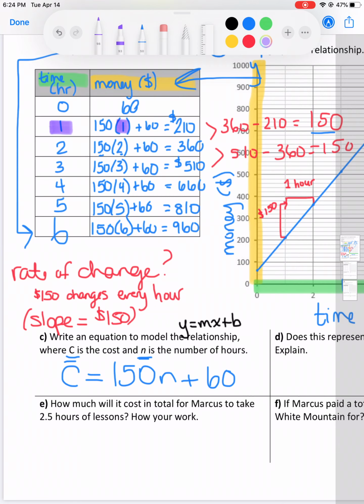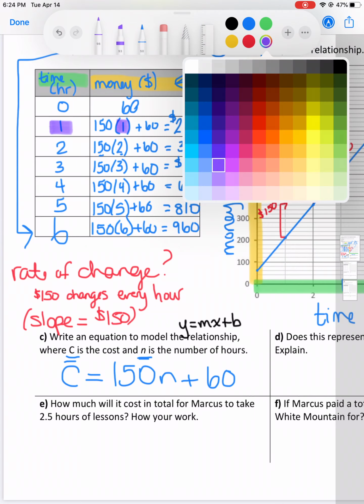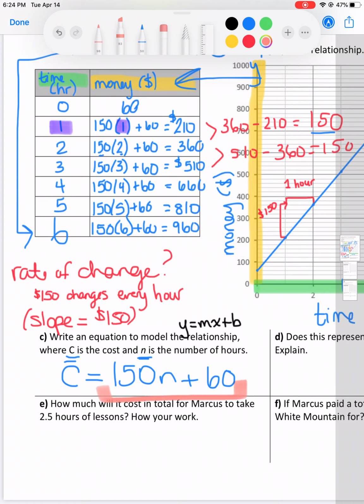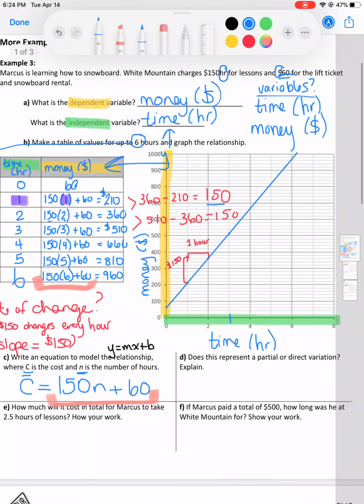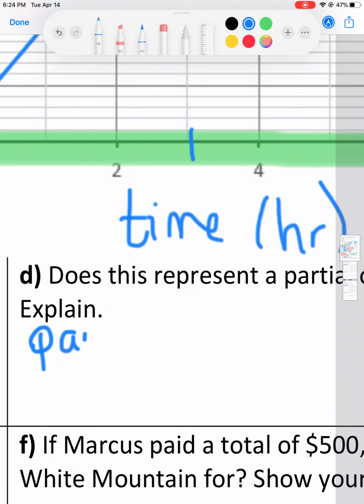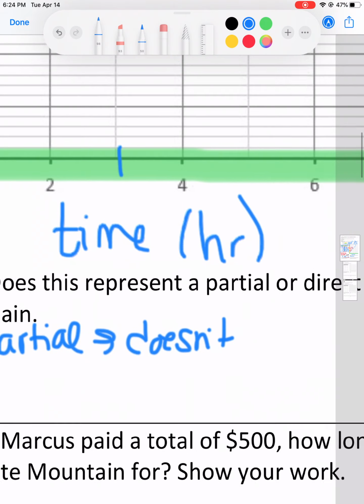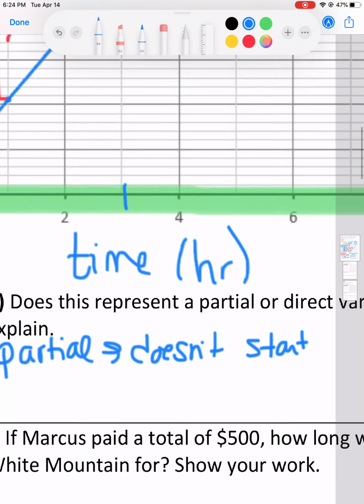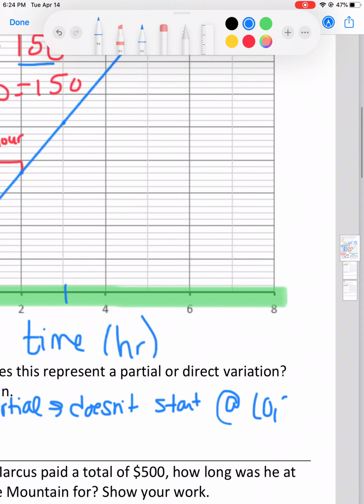This looks very similar to these equations that I used over and over again. So that means it's right. Does this represent partial or direct variation? Hopefully right away you guys said partial, because it doesn't start at 0, 0, or has an initial value.